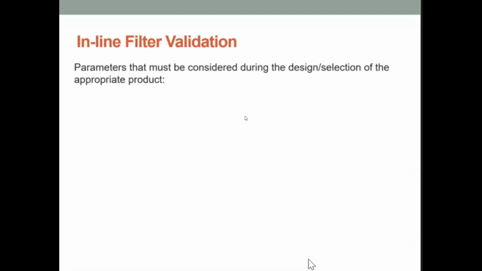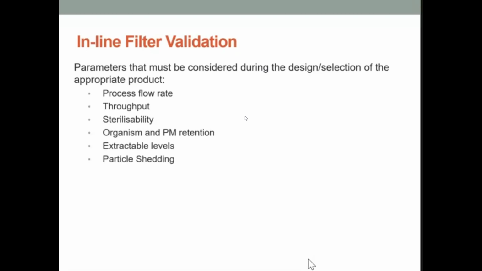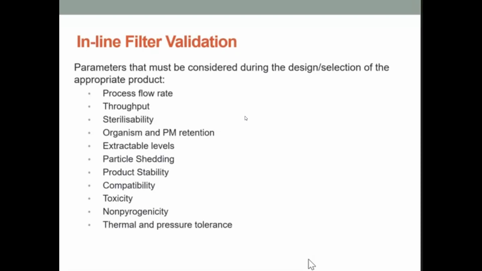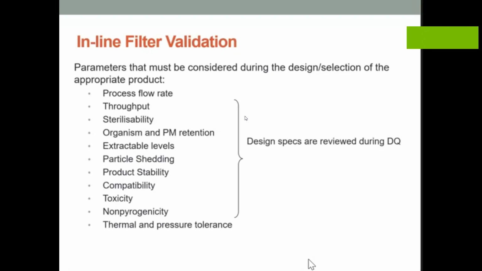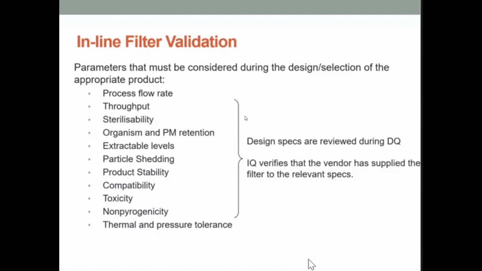Parameters that must be considered during the design or selection of the appropriate product: the process flow rate, the throughput, the sterilizability, the organism and the product retention, any extractable levels, particle shedding, product stability, compatibility, toxicity, non-pyrogenicity, thermal and pressure tolerance. All of these aspects would be part of your design specification and they would be reviewed during your DQ. Your IQ then will verify that the vendor has supplied the filter to these relevant specs.